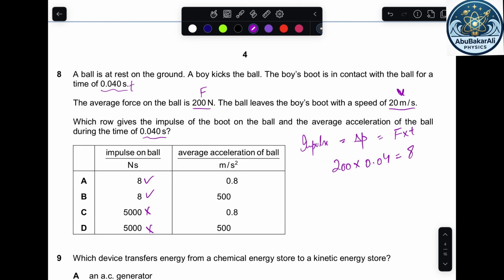And for acceleration, a equals v minus u divided by t. So change in velocity is 20. That is the only velocity we have, and time is 0.04. So 20 divided by 0.04 will give us 500 meter per second square. Okay, so it's option B that is correct.